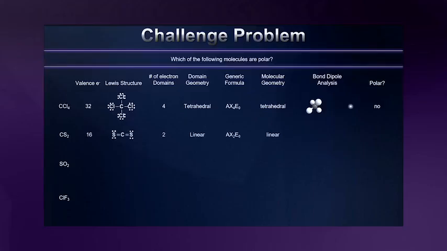In the case of CS2, we find that we have an AX2E0 compound. That means it's a linear molecule, and because the 2 C-S bonds are equal but opposite, they also add up to a point, creating no molecular dipole. This is not a polar molecule.